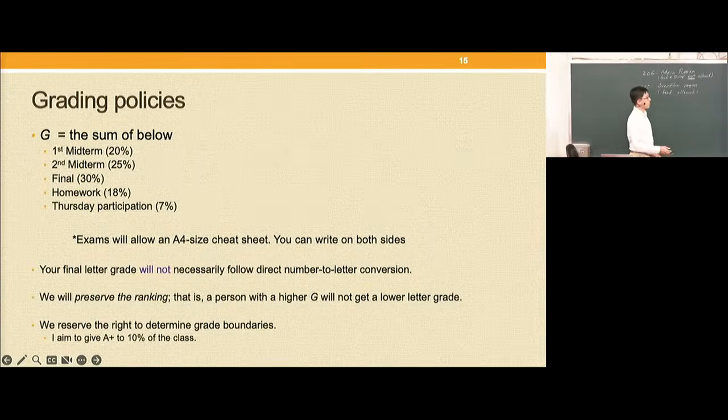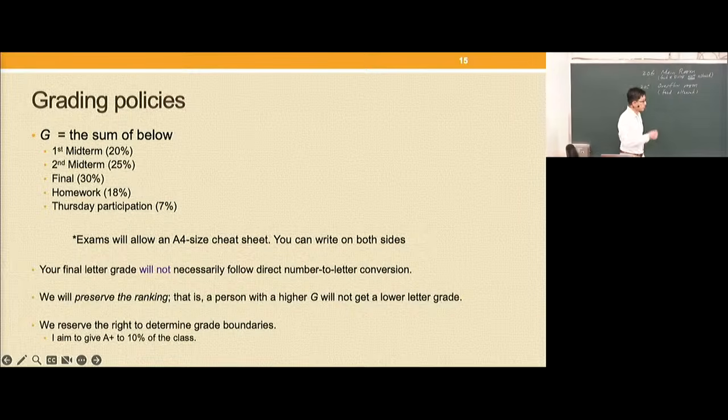So next is a summary of all the grading components. We are going to calculate your raw grade denoted by capital G. And here is the combination. First midterm, 20%. Second midterm, 25%. Final exam, 30%. Okay? And then we have 6 homework, which in total will account for 18. And then there's the Thursday participation for 7 points.